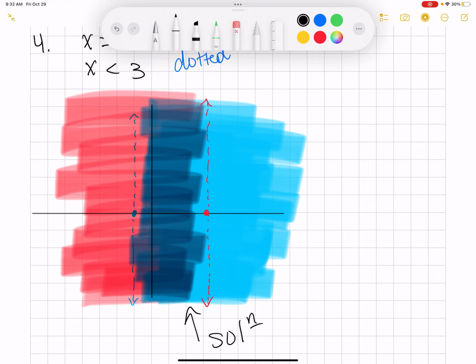Is there something we need to write, or do we just show that that's the solution? I just literally point to that. That's the solution, and that's all you have to do. Easy. That makes sense.